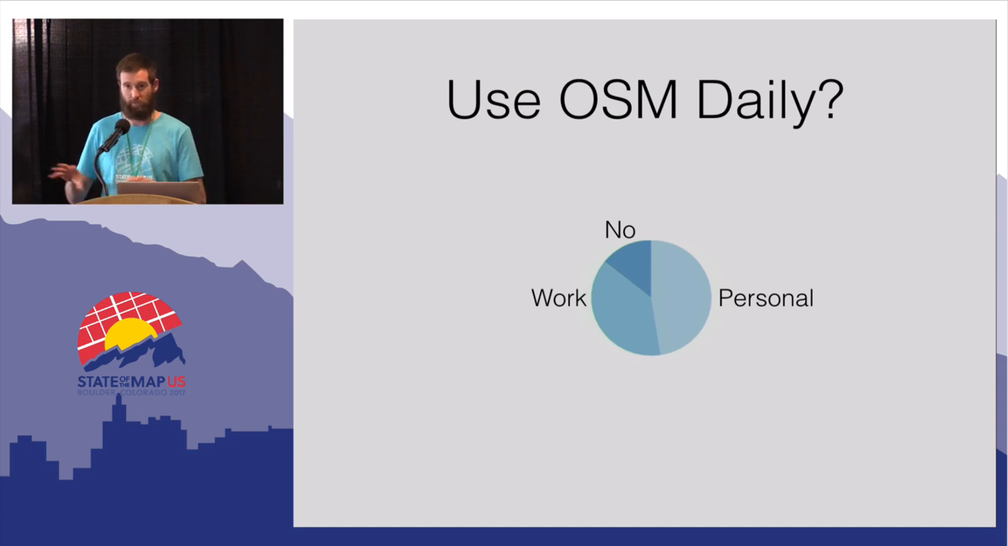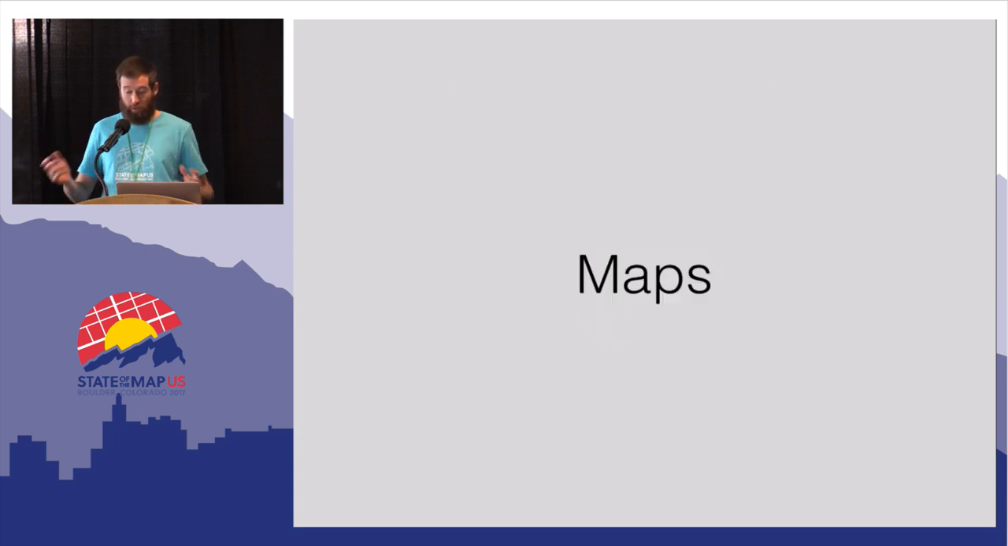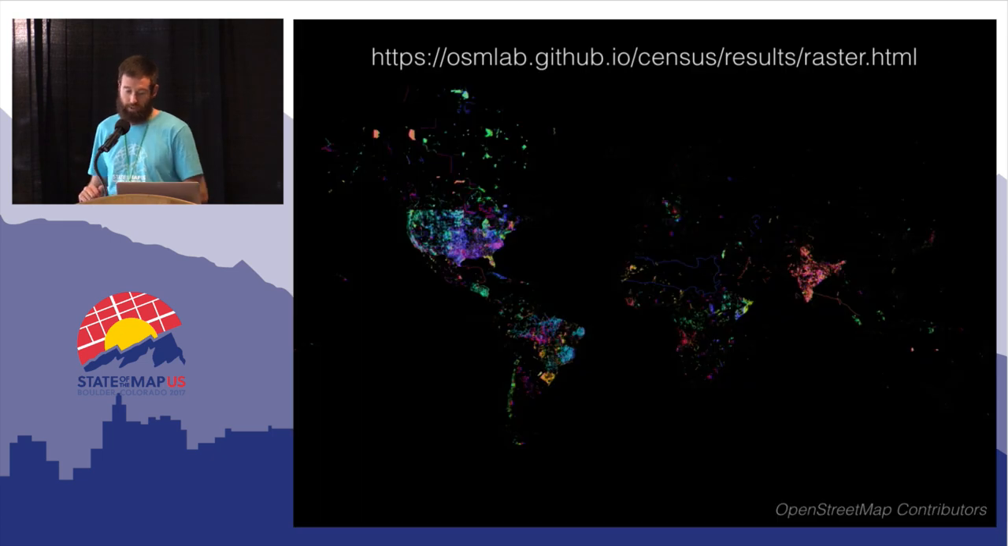If you look at that interactive map, you can move around and hover over some places where you see a lot more work use, such as New York or DC or San Francisco, and then other areas where there's more personal use. But what I've done with that data is I want to give a big overview of what we have. So I threw together some maps.